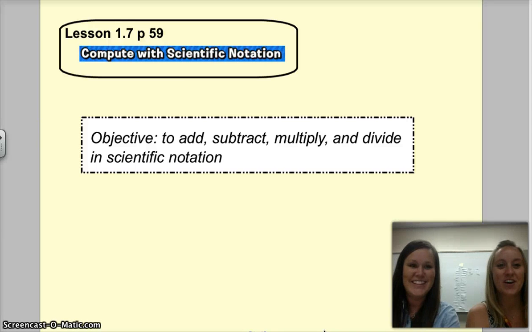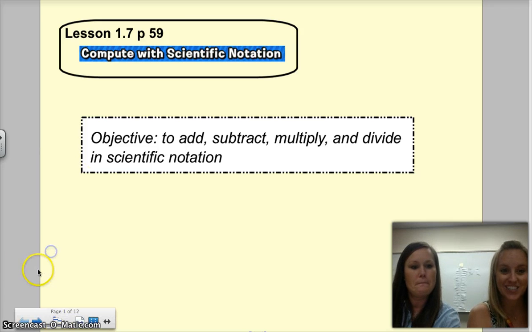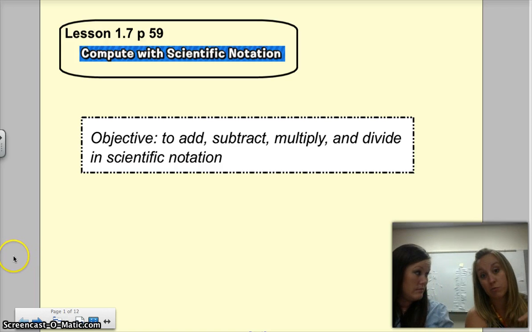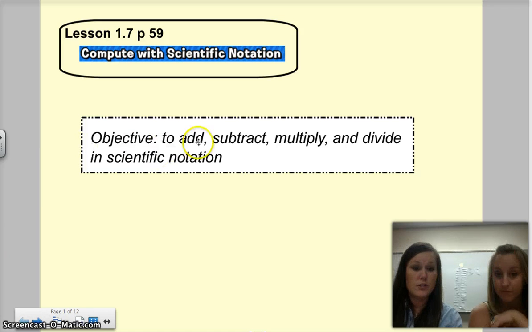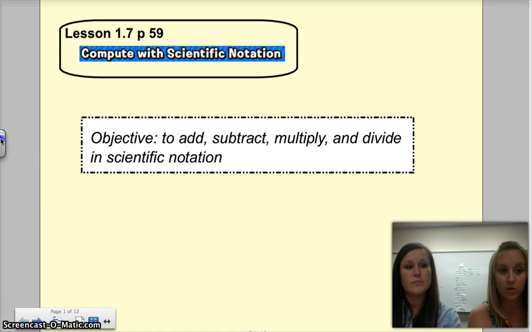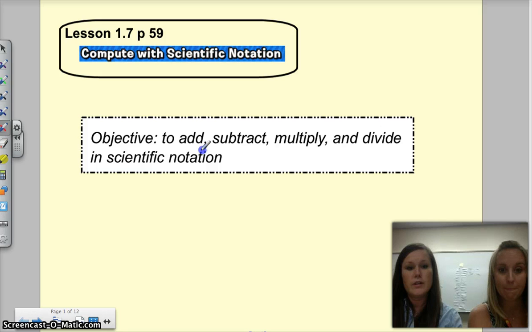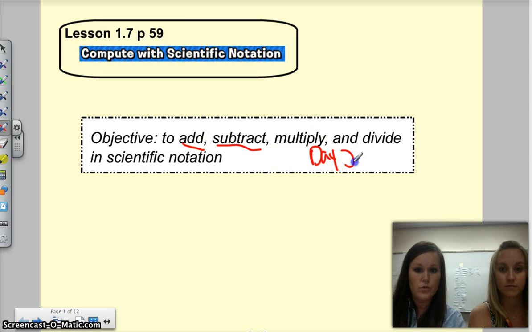Hey guys, we're coming at you with 1.7, page 59 should be open. We are working with scientific notation today. Our objective: add, subtract, multiply, and divide in scientific notation. Actually, we're just doing add and subtract today. Yep, just this. Let me get a pen. We're only doing this and this today. Okay, this will be day 2 of a 2-day lesson. Ready, let's go.